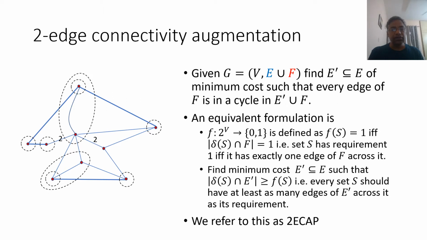And here, once we have this requirement function on the sets, then we can actually forget about the red edges, because the requirement function captures those sets which have exactly one red edge across them. So now we can just view the problem as saying: I have given you some sets with requirement 1, and pick a minimum weight subset E prime of edges such that every set which has a requirement of 1 has at least one edge of E prime across it. And we'll call this the 2E cap problem.